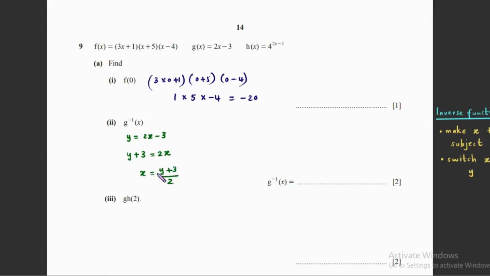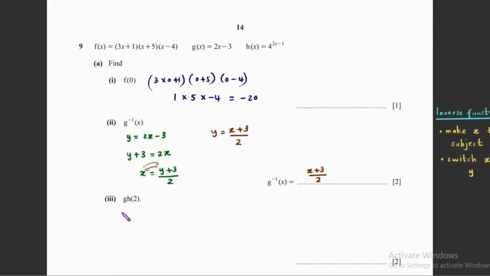Now that I have x is equal to y plus 3 divided by 2, I need to do the second step, which is to switch x and y around. So y is equal to x plus 3 over 2. So this x plus 3 over 2 is equal to the inverse function that we have here.